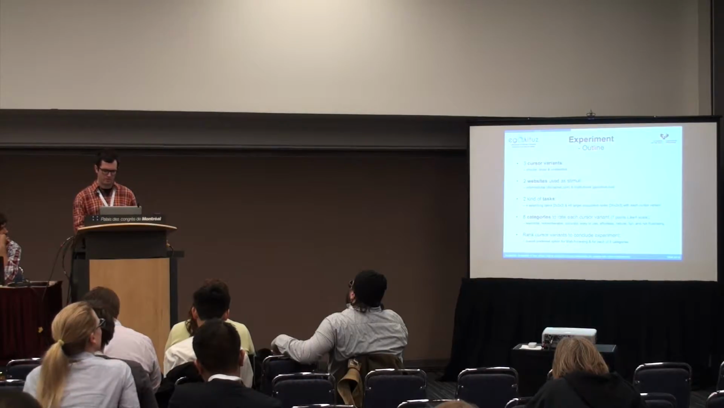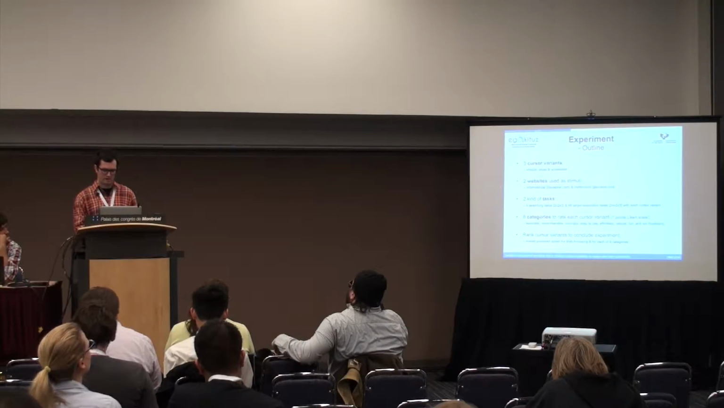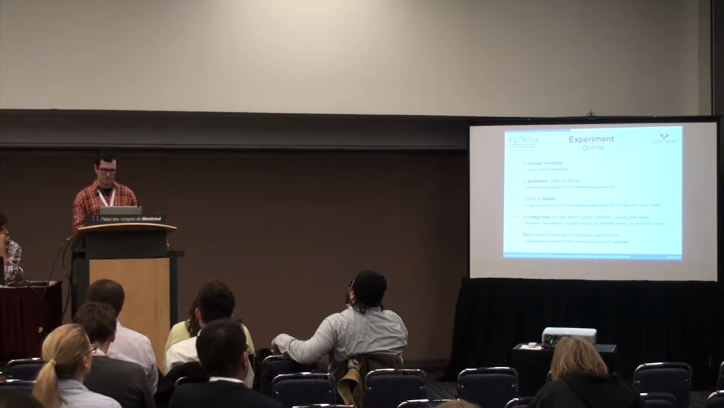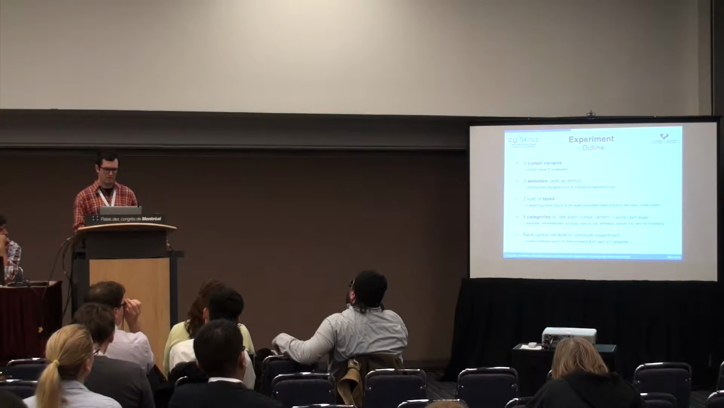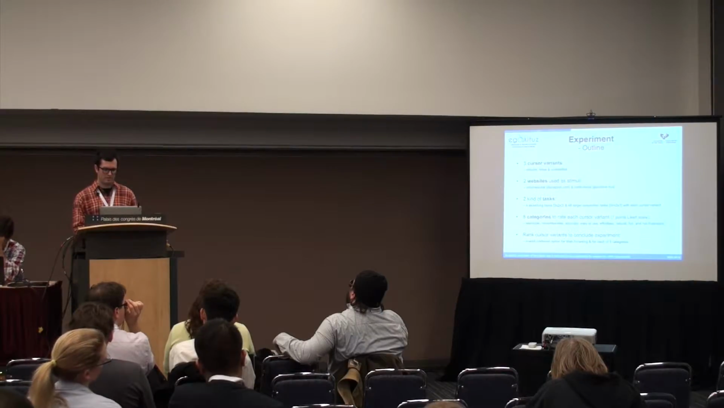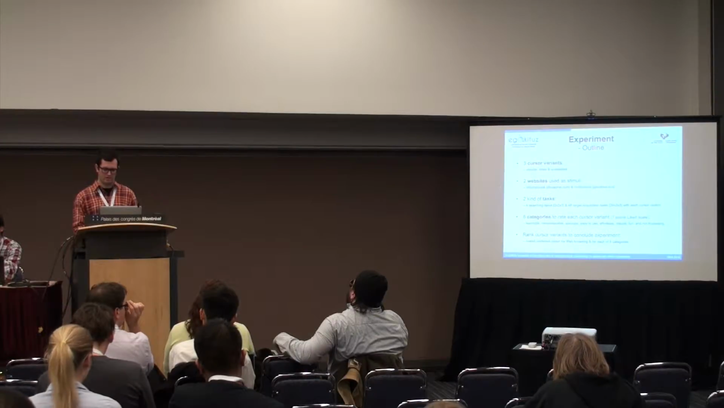After finishing each cursor variant, participants were asked to rate it by 8 categories with a 7-point Likert scale. Categories were learnable, rememberable, accurate, easy to use, effortless, natural, fun, and not frustrating. After completing all tasks with each cursor, participants were asked to rank the 3 cursor variants in terms of the overall preferred option for web browsing.